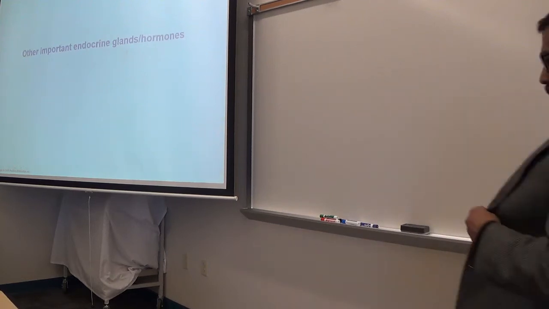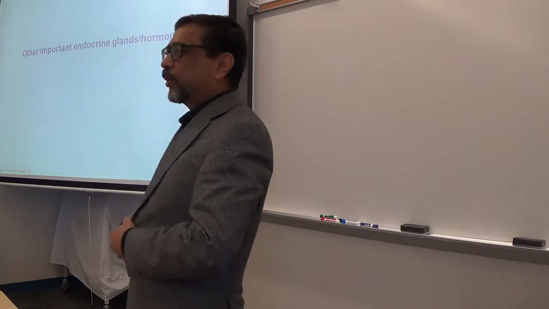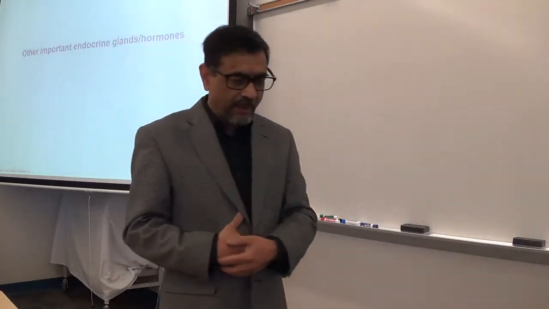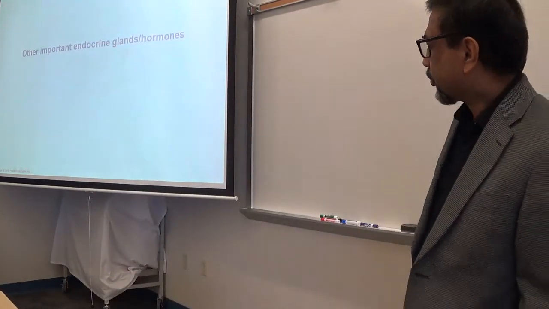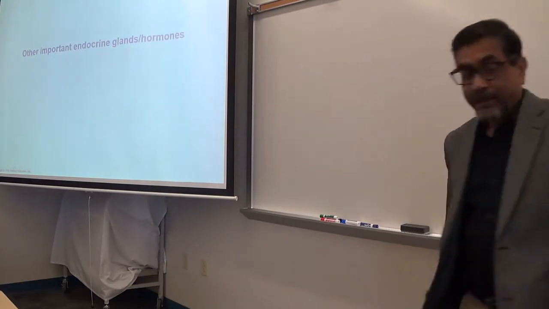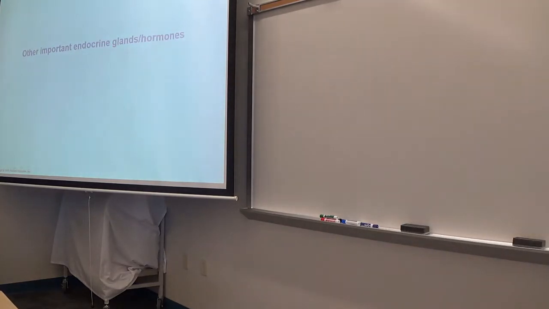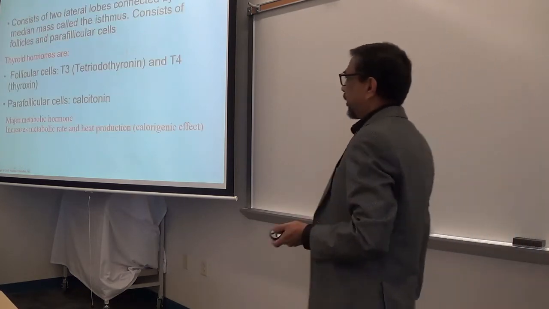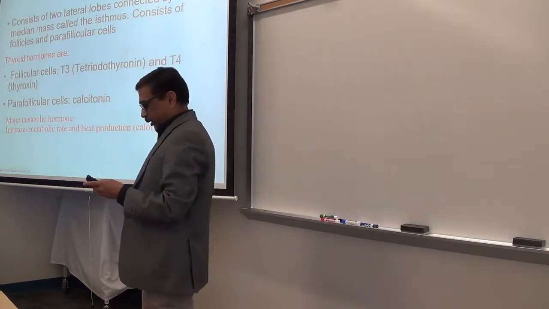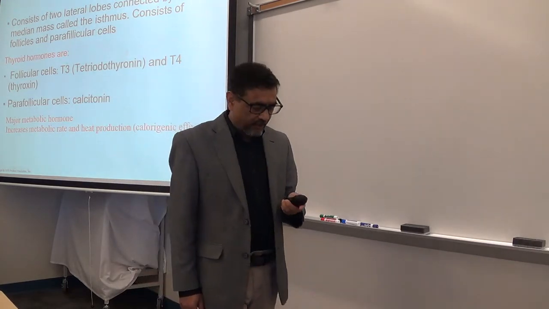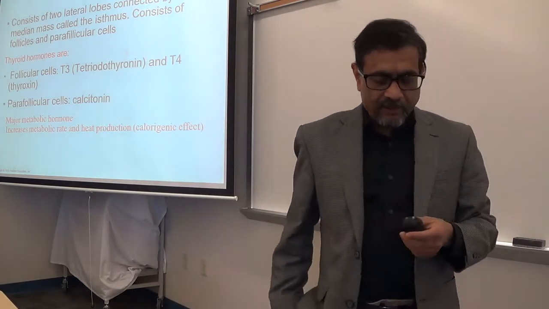Today we will talk about a few other important endocrine glands. The pituitary is the master gland, and you know that the hypothalamus controls the pituitary gland. The pituitary gland controls the other endocrine glands of the body.